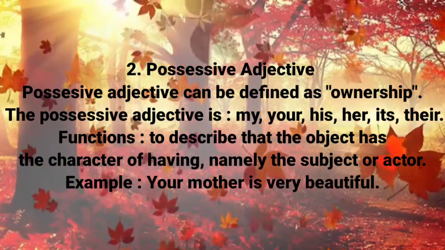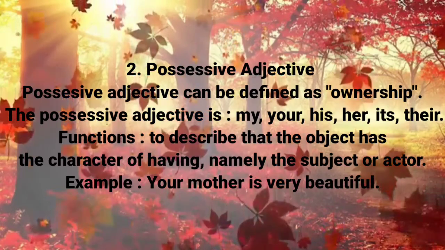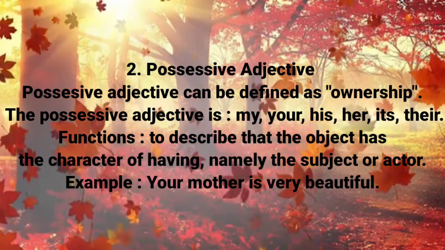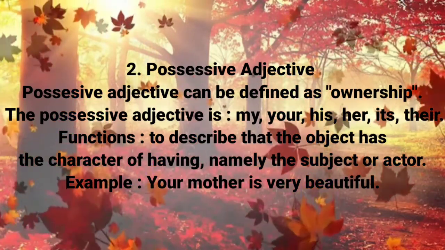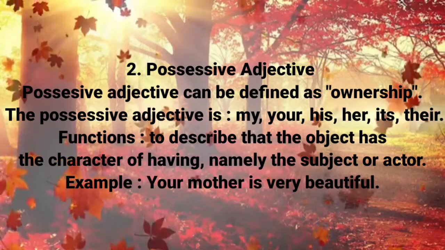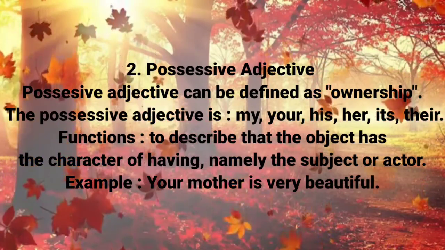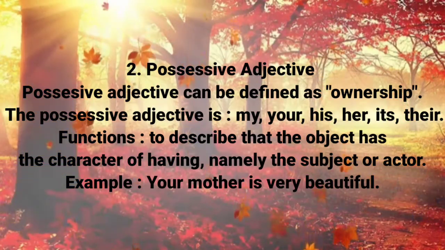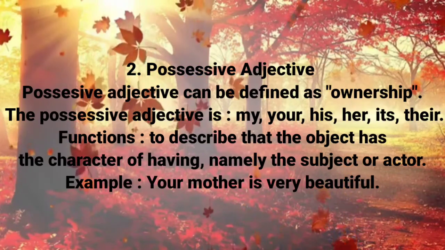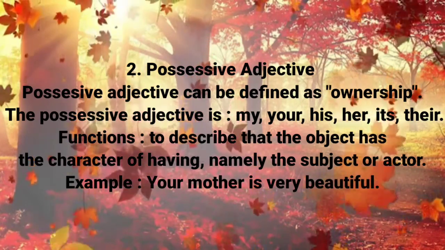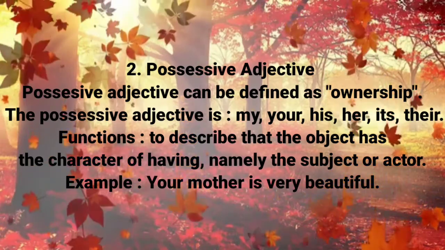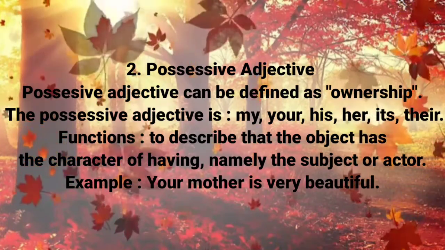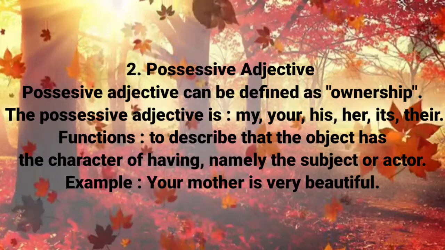Two, possessive adjective. A possessive adjective can be defined as ownership. The possessive adjectives are my, your, his, her, its, our, and their. Possessive is categorized as an adjective because it functions to describe that the object has the character of belonging to the subject or actor. Example: your sister is very beautiful. Your mother is very beautiful. Their playing is not really bad. Her boy is very handsome, and others.